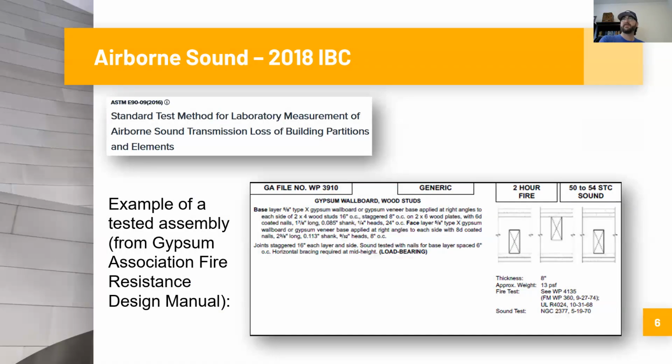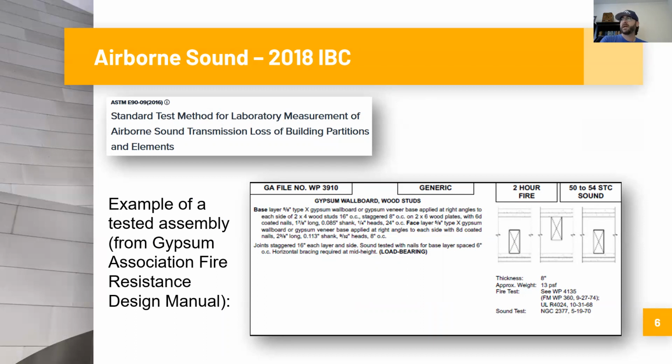So ASTM E90, that's the standard test method for laboratory measurement of airborne sound transmission loss of building partitions and elements. So that's the standard that you have to comply with to hit that minimum STC 50 in this regard. So here's an example of a tested assembly. This is from the Gypsum Association's Fire Resistance Design Manual.